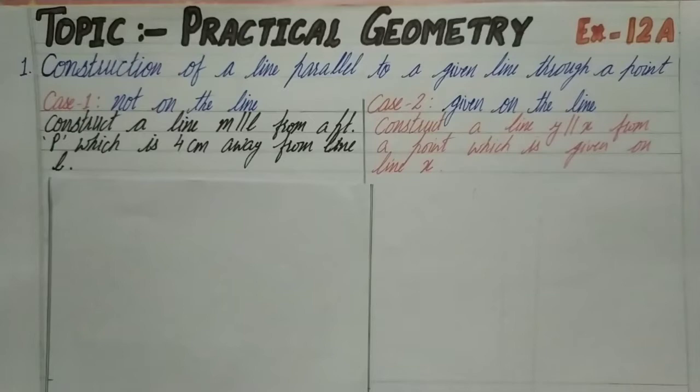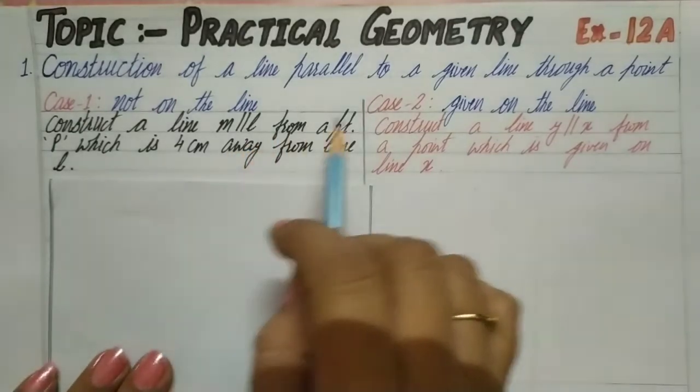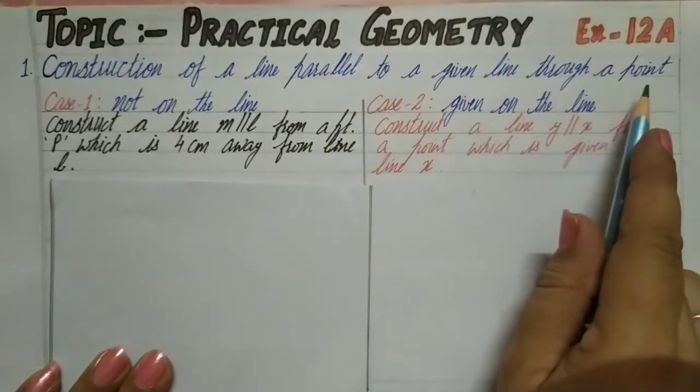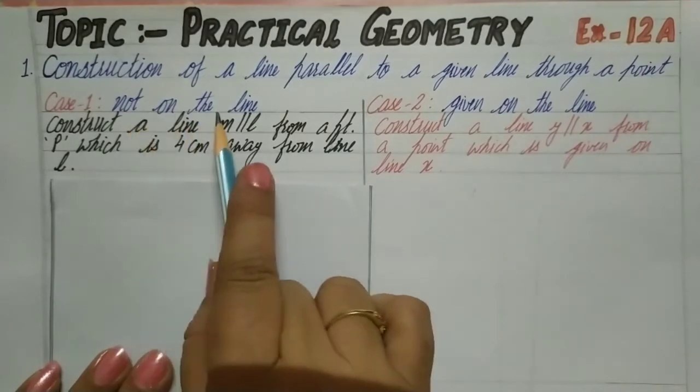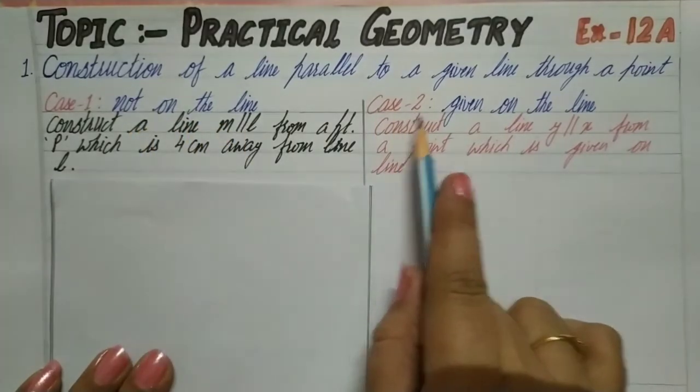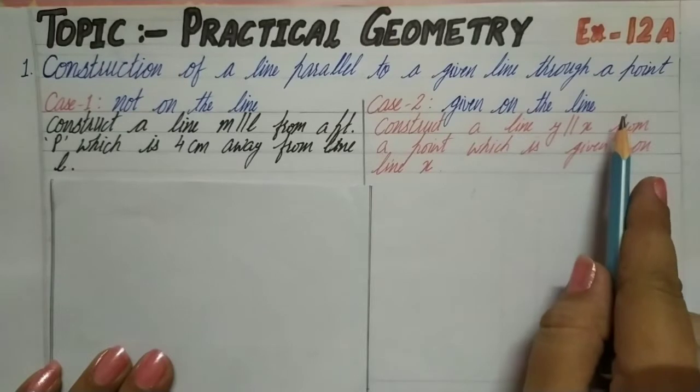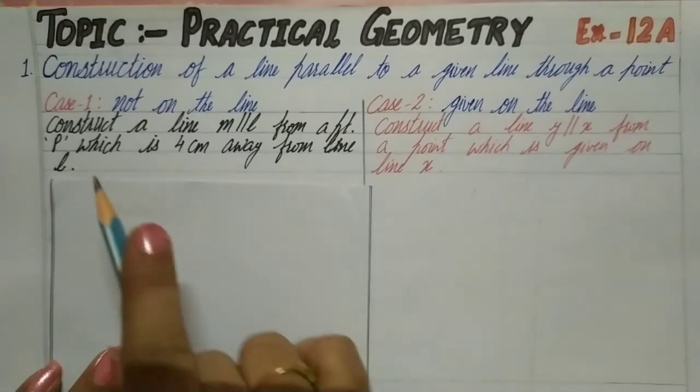Case 1, when you have to construct a line parallel to a given line through a point which is not given on the line. Another case, when the point is given on the line. Now let's start with case 1.